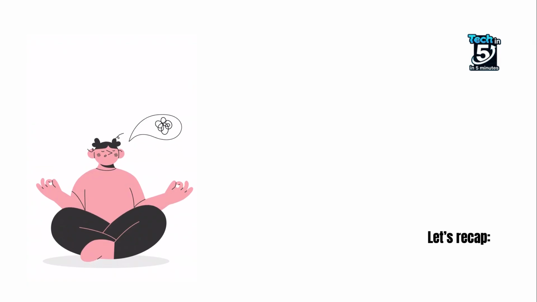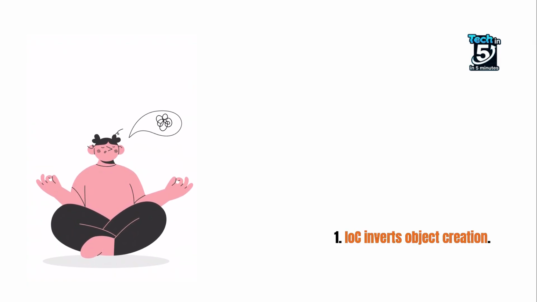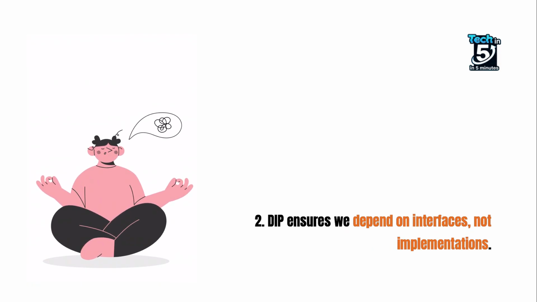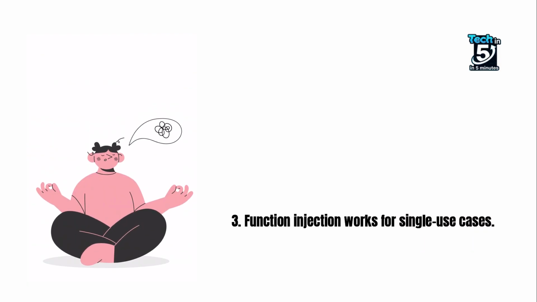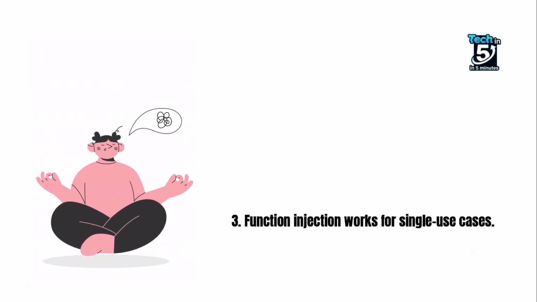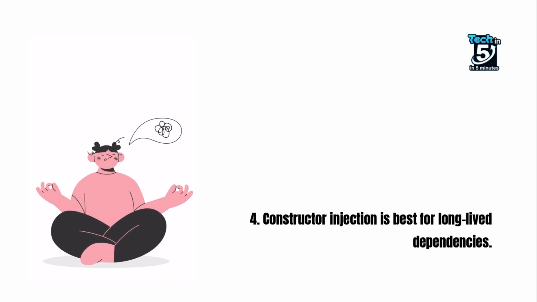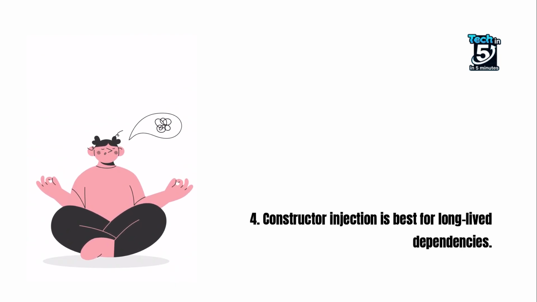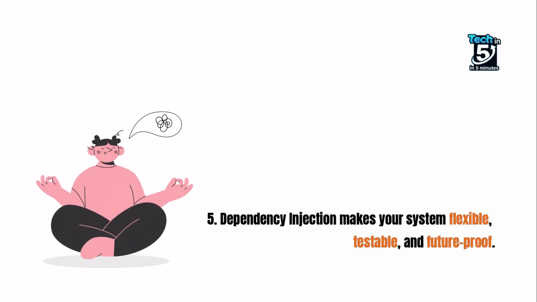Let's recap. One: IoC inverts object creation. Two: DIP ensures we depend on interfaces, not implementations. Three: Function injection works for single use cases. Four: Constructor injection is best for long-lived dependencies. Five: Dependency injection makes your system flexible, testable, and future-proof.